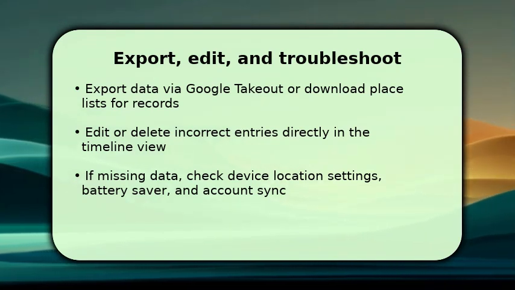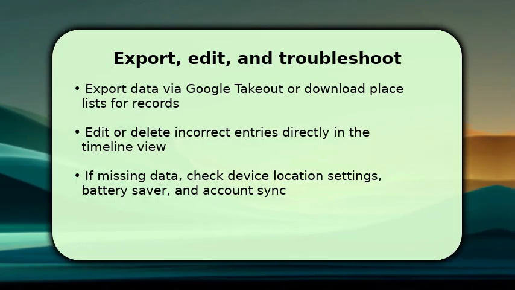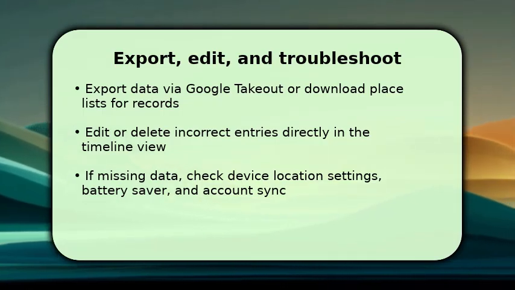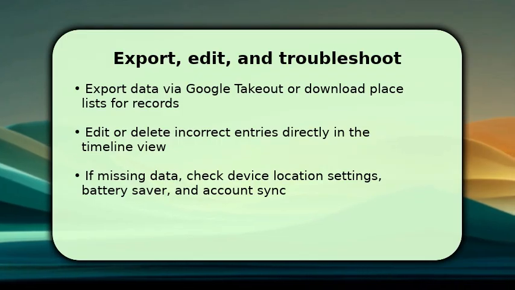Export full location data with Google Takeout if you need an offline copy. Alternatively, download or screenshot specific place lists. Edit or remove mistaken stops directly in the timeline and add notes for clarity.